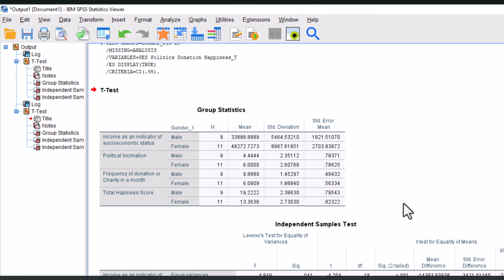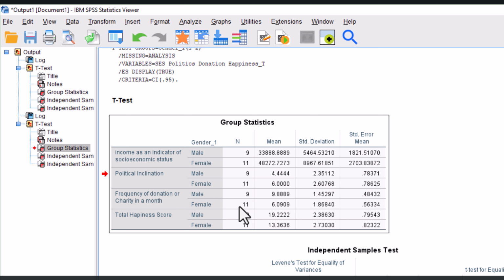So in the second t-test, we are assessing the mean difference between the groups in terms of political inclination, donation or charity, and happiness. As we can see, for political inclination, the mean for females is high as compared to males, and for charity and donation, the mean for males is high as compared to females. And for the last variable, happiness, the mean for males is higher as compared to females.